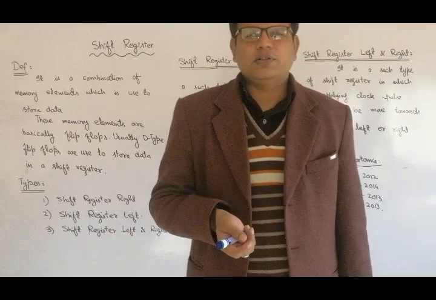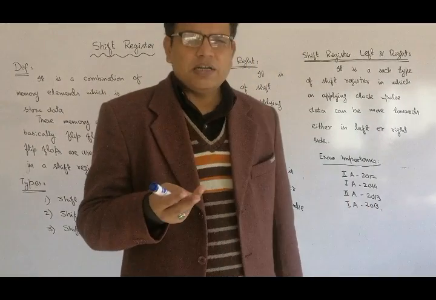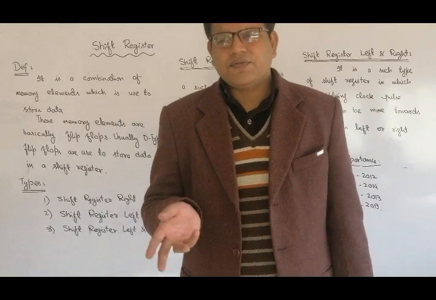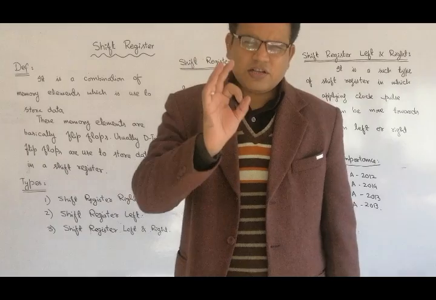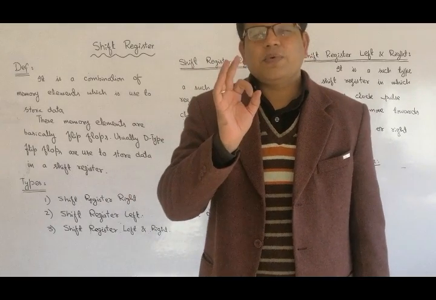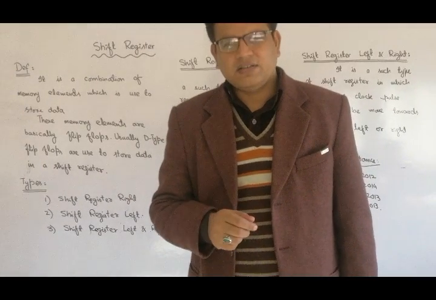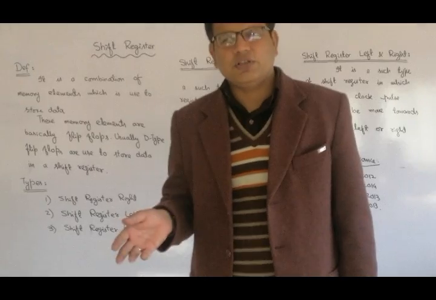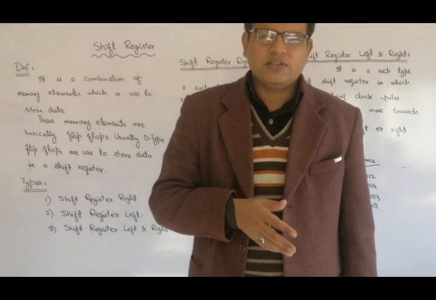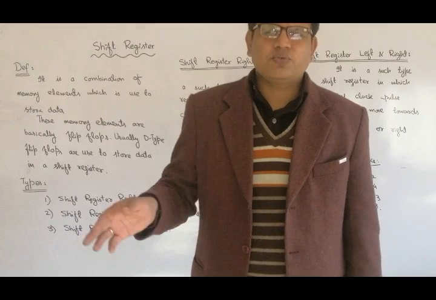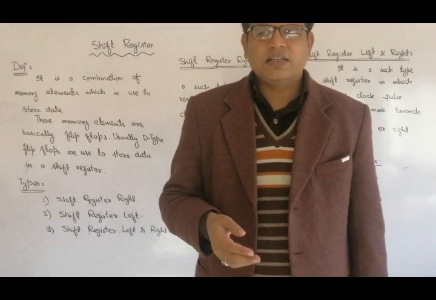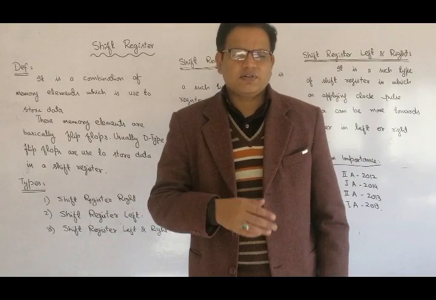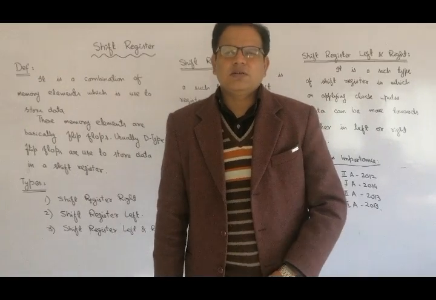On the third point, we have the right-left shift register. What is the right-left shift register? It is a type of shift register in which, on applying a clock pulse, data can move in either the right or the left direction. We can temporarily store the data in D type shift registers and transfer it towards the right or the left. So this is a simple introduction to shift registers.